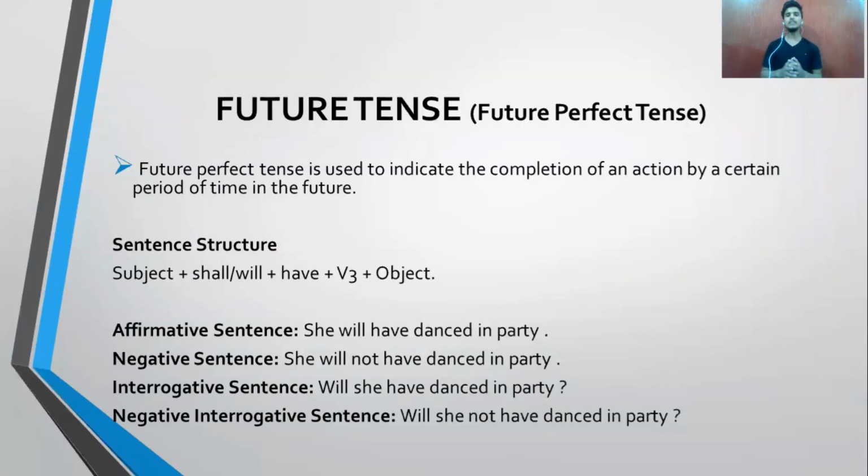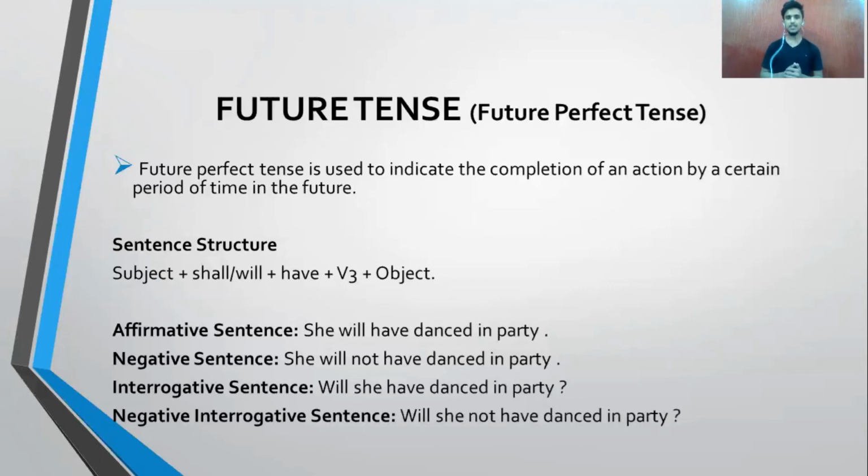Future perfect tense. Future perfect tense is used to indicate the completion of an action by a certain period of time in the future. We make example as I will have danced in party. But this action must be completed before another action in the future. Sentence structure. It is as first we will put the subject, then helping verbs which is shall and will, and then have, and then third form of the verb and then the object.